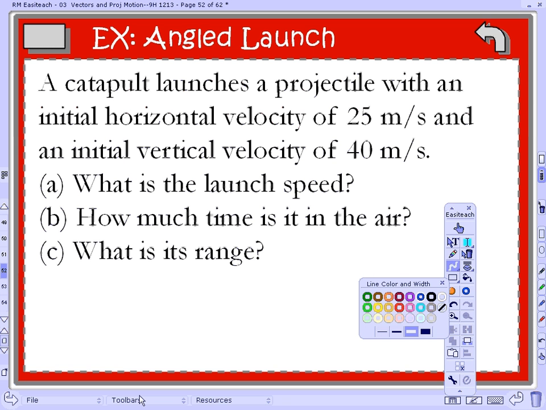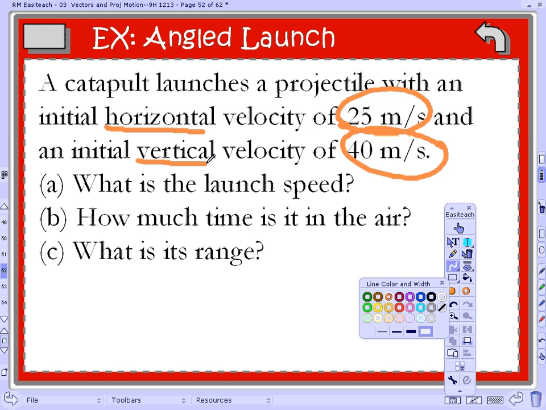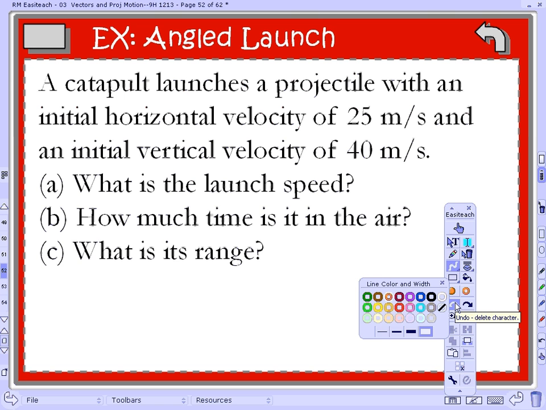So this is an angled launch problem. When you get to be seniors, you'll be given the launch velocity and an angle, and then you'll essentially be breaking it down into horizontal and vertical like you see here. But immediately, your instincts for projectiles are such that you should be looking at these two numbers, the 25 meters per second and the 40 meters per second. You should be thinking, is that a horizontal thing or a vertical thing? Okay? It says it very explicitly here, horizontal and vertical. But we're going to be taking those numbers and thinking of them as horizontal and vertical.